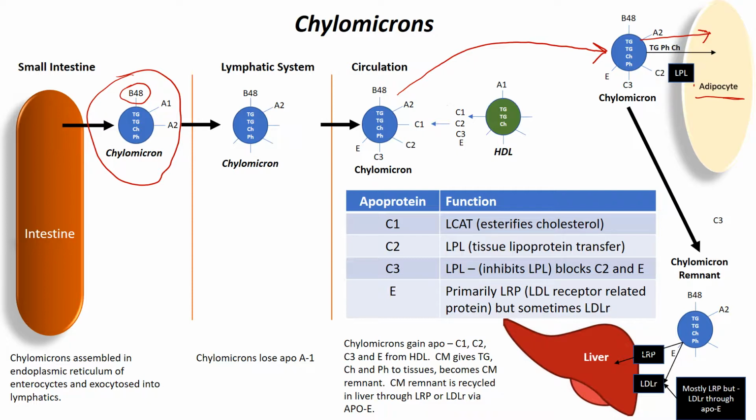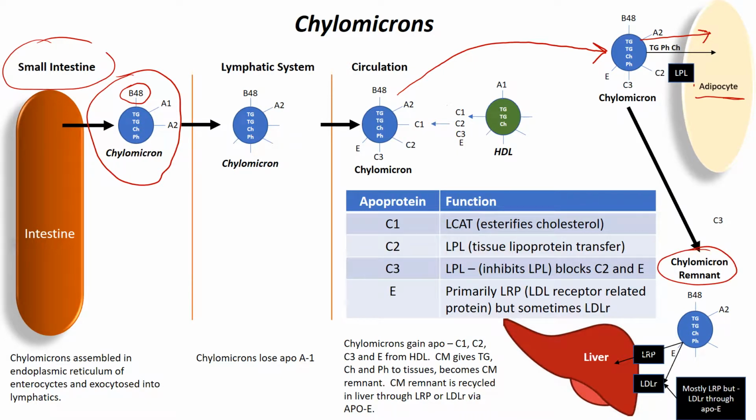Okay, so that's how the chylomicron delivers the lipids that you've ingested from the small intestine out to the tissues of the body. So it packs it up into the chylomicron. The chylomicron gets a little help from the HDL, wanders over to the tissues, and then starts delivering those lipids to the tissues. That's what a chylomicron does. Now, once it's dumped out all of its lipids, it becomes a chylomicron remnant.